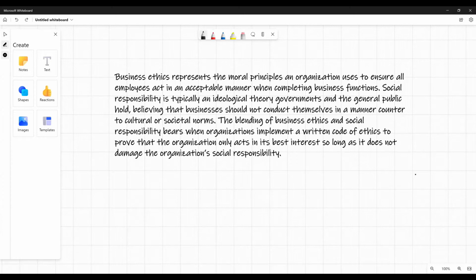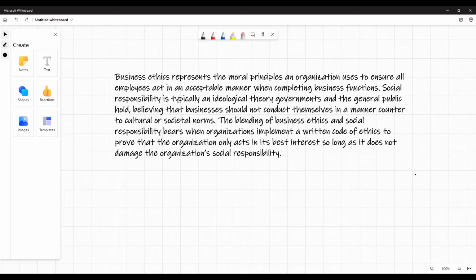Tonight, I want to bring everything that we've discussed together, and I believe the best place to begin is with a quote from one of the articles that you were supposed to read this week. Business ethics represents moral principles an organization uses to ensure all employees act in an acceptable manner when completing business functions. Social responsibility is typically an ideological theory governments and the general public hold, believing that business should not conduct themselves in a manner contrary to cultural or societal norms.